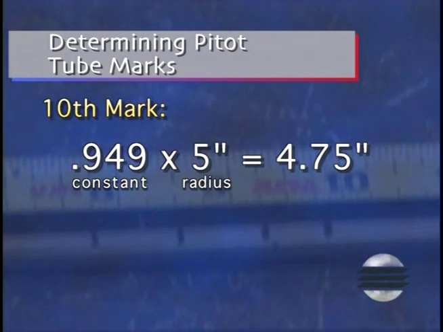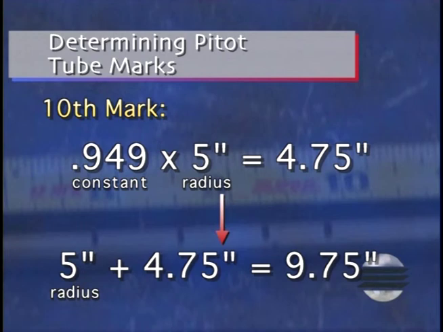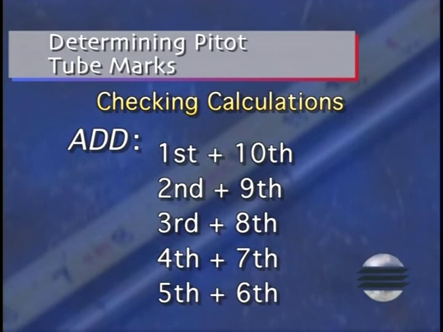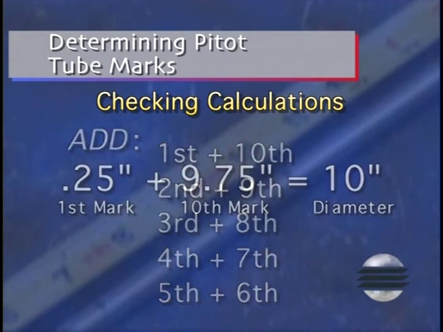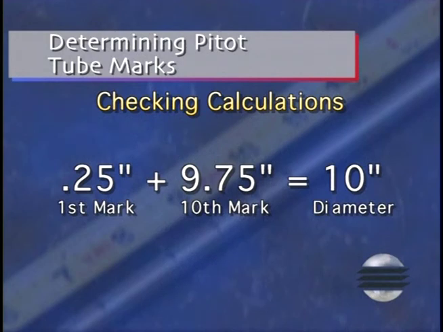For the 10th mark, the constant .949 is multiplied by the radius of 5 inches. The result is 4.75 inches. The 4.75 inches is then added to the 5-inch radius, giving 9.75 inches or 9¾ inches. To check the rounded off calculations, the technician adds the first and 10th numbers, second and 9th, third and 8th, fourth and 7th, and 5th and 6th. The sum of each will be the diameter of the duct. For example, add the first mark plus the 10th mark, 1/4 inch plus 9¾ inches equals 10 inches.